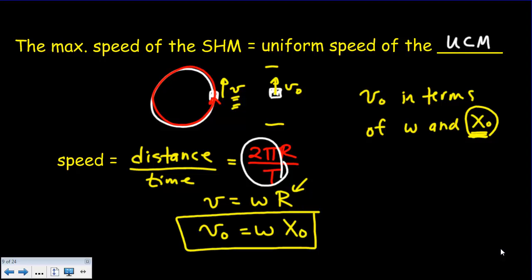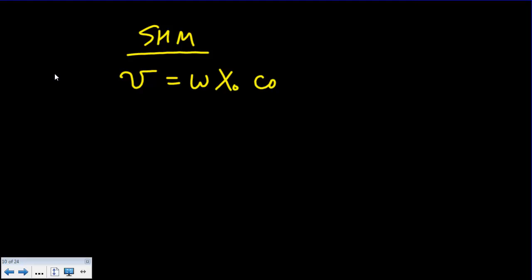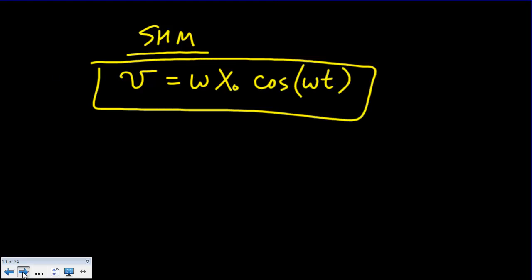And that turns out to be quite useful. So in summary, my equation for my velocity in simple harmonic motion will be omega times the amplitude times the cosine. Okay, let's try to look at the acceleration now as well.